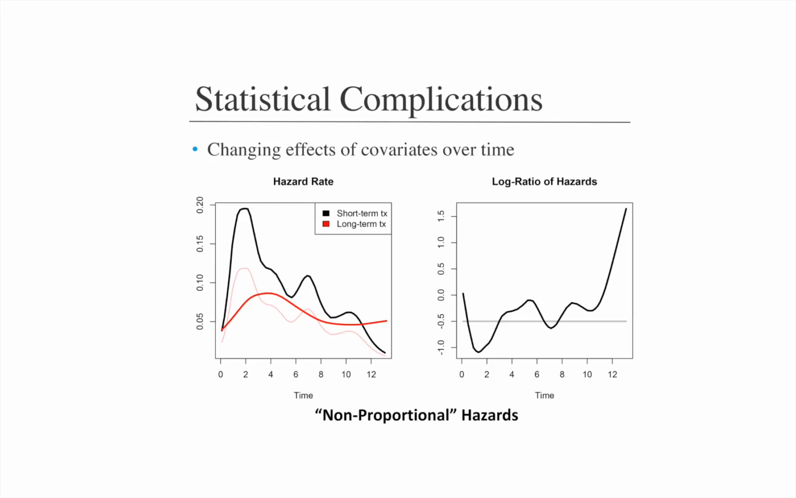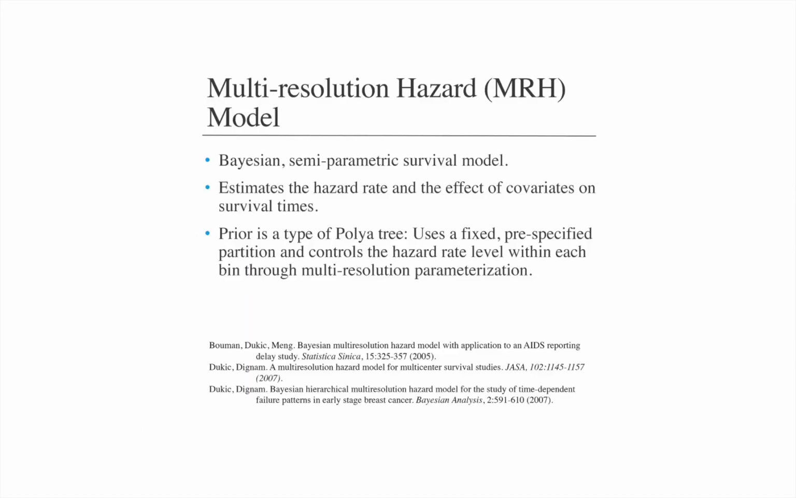So these two things, both the sparse failures and the changing effects of covariates over time, really can make the mathematical modeling of time to event data tricky. One approach that I've been working on with Vanya during my postdoc is this multi-resolution hazard model. I'm going to talk about some statistical details of this model, and then after this, I'm going to talk about how it can be implemented in the accompanying R package.